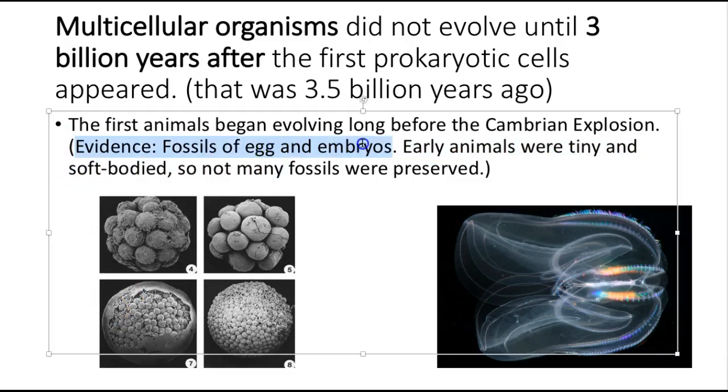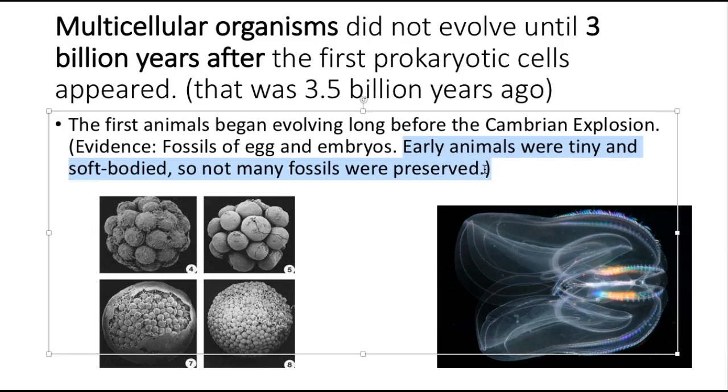When you find these fossils of eggs and embryos, you know that, however old the fossil is, something produced these eggs and embryos. However, the first animals began evolving before the Cambrian Explosion, even though the Cambrian Explosion really allowed the animal population to diversify.